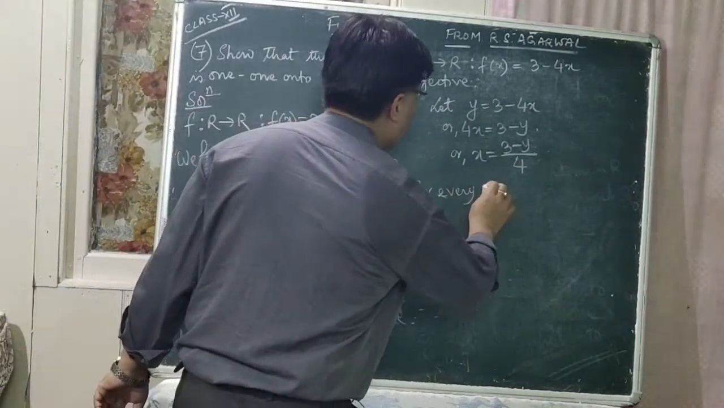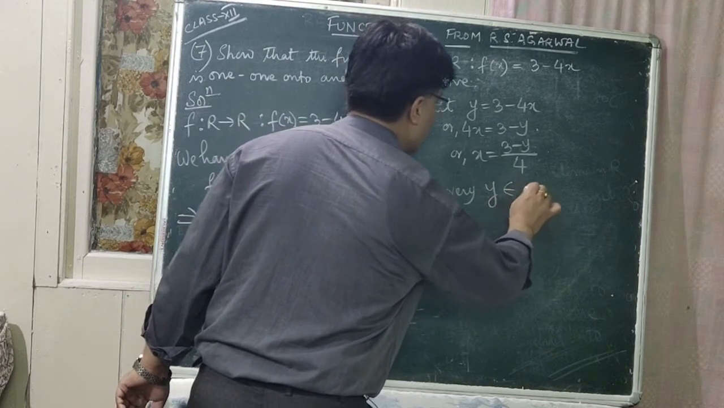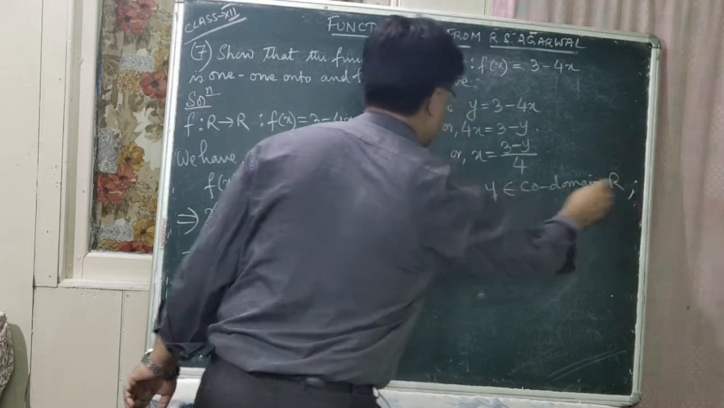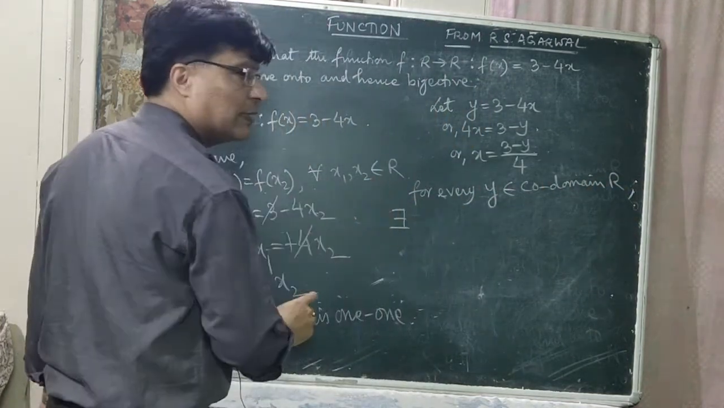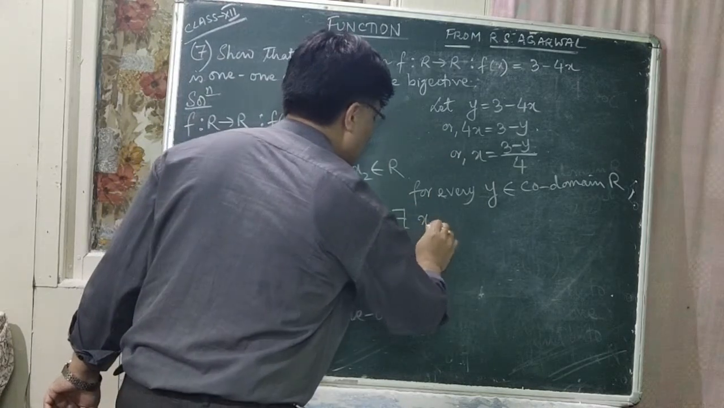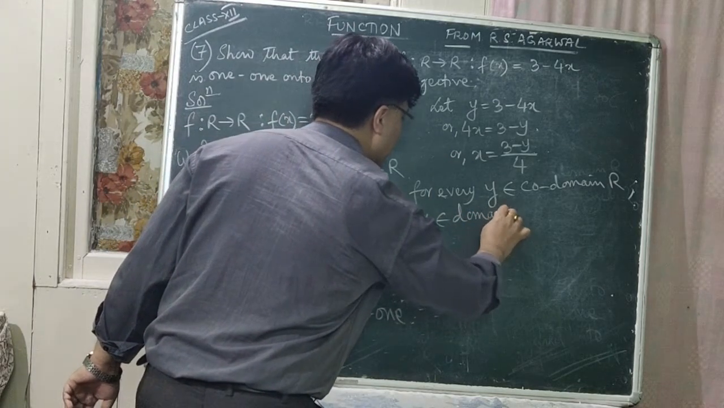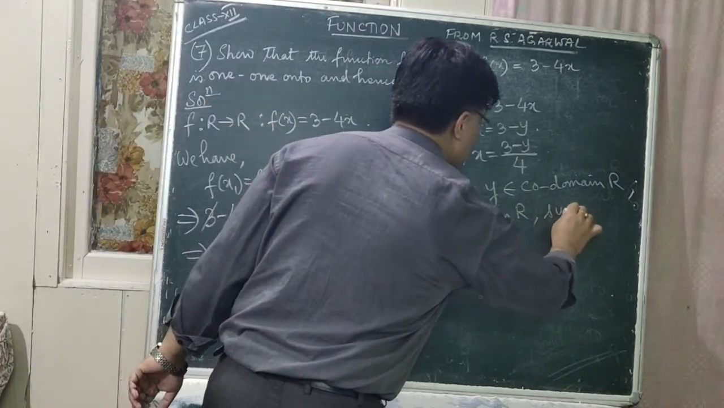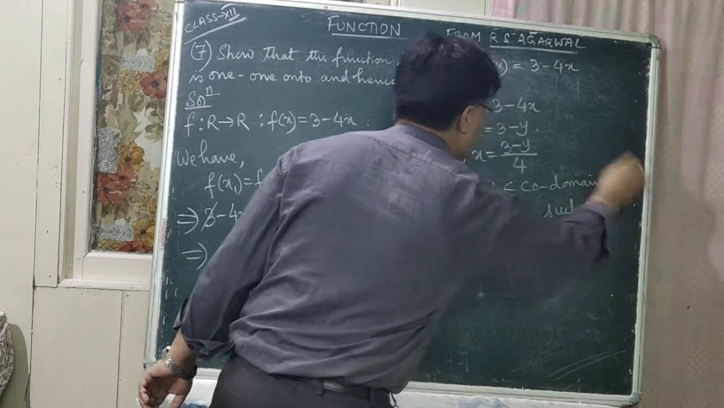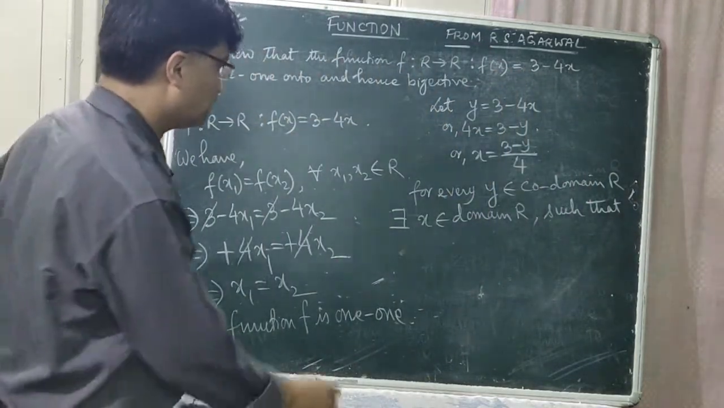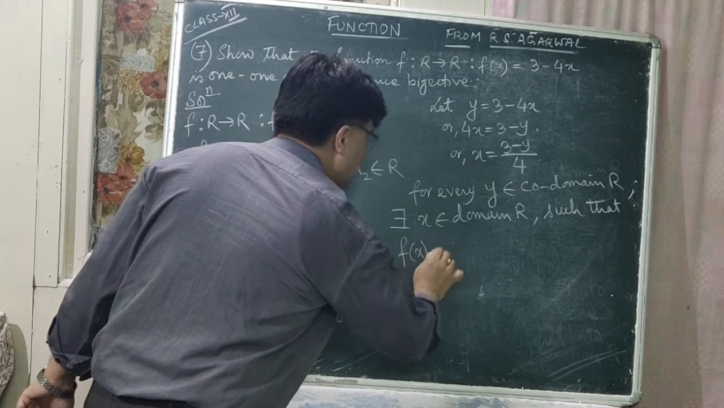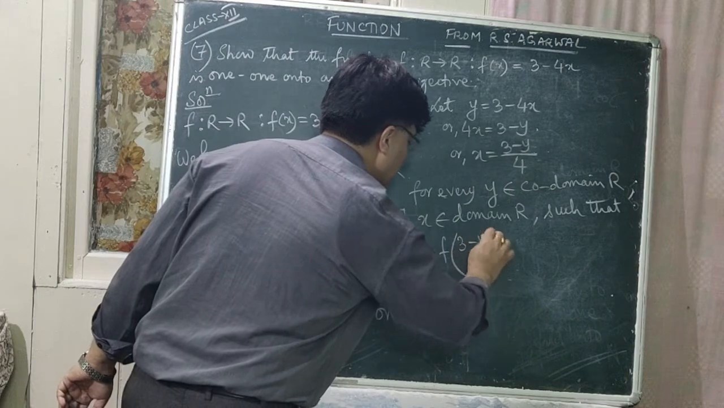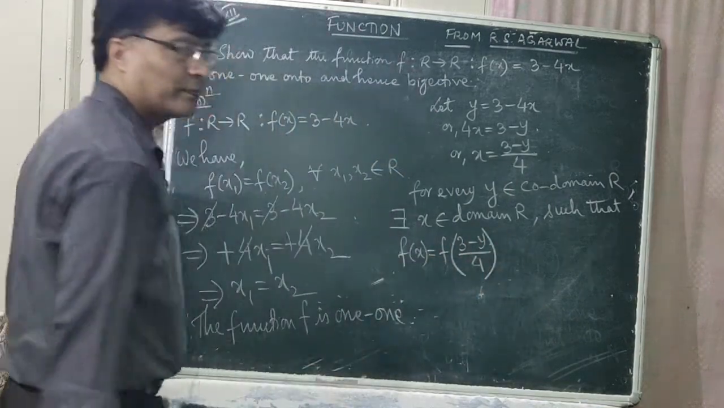For every y belonging to codomain R, there exists this x belonging to domain R. This domain R means this first domain R, such that f of x is equal to f of, instead of x, what should we put? 3 minus y upon 4. Is that clear?